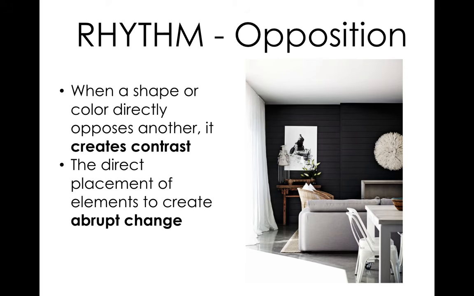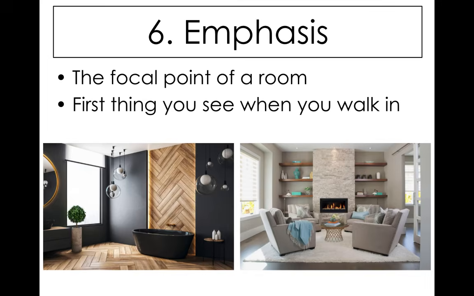This could also be like a circular thing with a square thing, like you see in this picture. There's a very round decoration right here and then a very boxy square decoration right here as well. That would be an example of rhythm opposition.